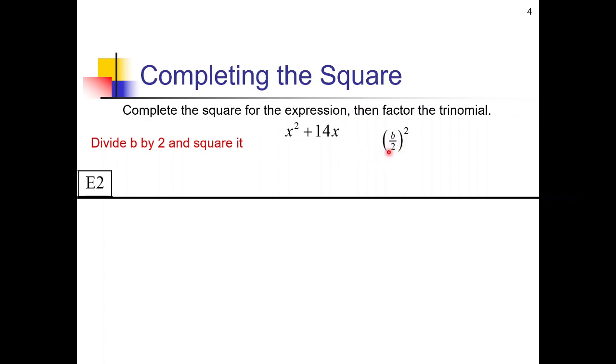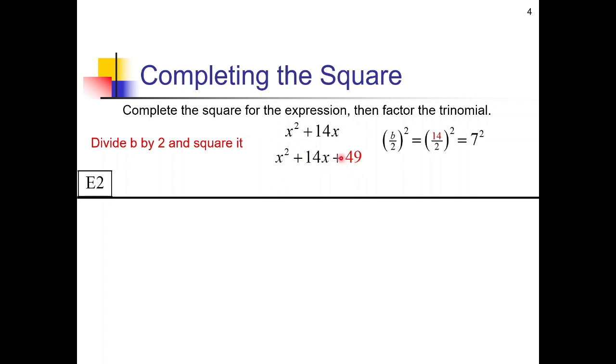So here's my general formula, b over 2 squared. b is 14 in this case. It's whatever your linear coefficient is. So that's 14 over 2 squared, or 7 squared. Or if we simplify it further, we can just add 49 here. And we have now completed the square.